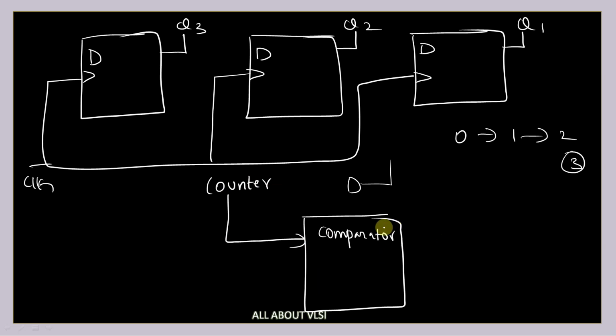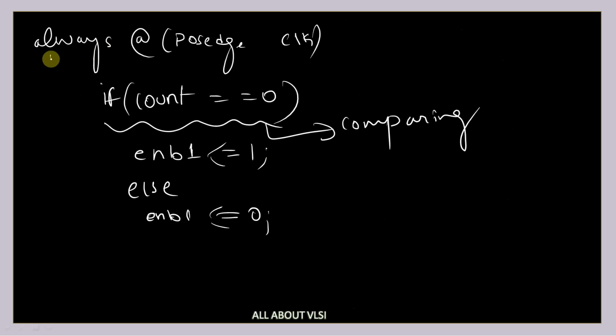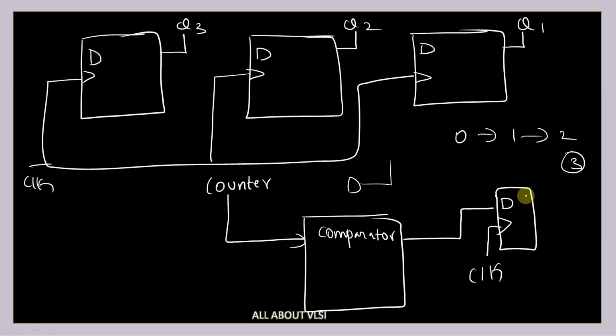This comparator output is given to another D flip-flop. Why is it given to another D flip-flop? Because you have written this comparison logic inside your always at positive edge of clock. So one flip-flop will be synthesized, and at the passage of clock you are going to get your enable one signal like this.